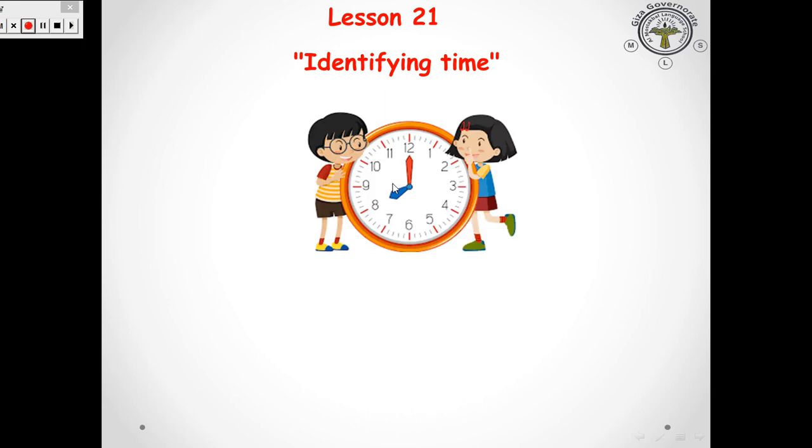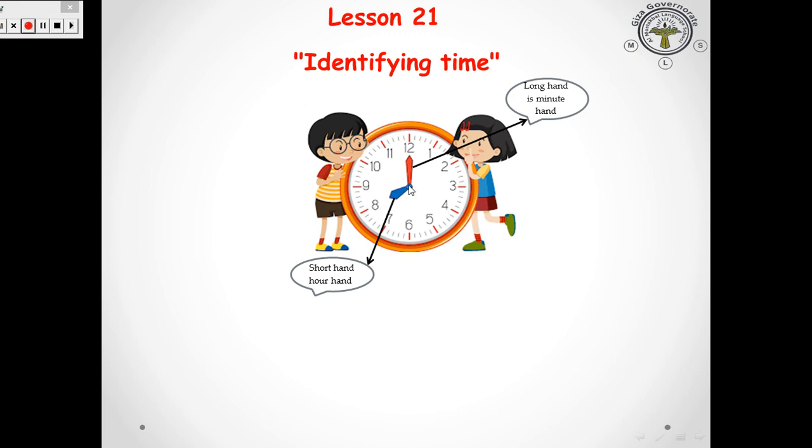This is an analog clock. It has two hands, a long hand and a short hand. The long hand is called the minute hand, and the short hand is called the hour hand.